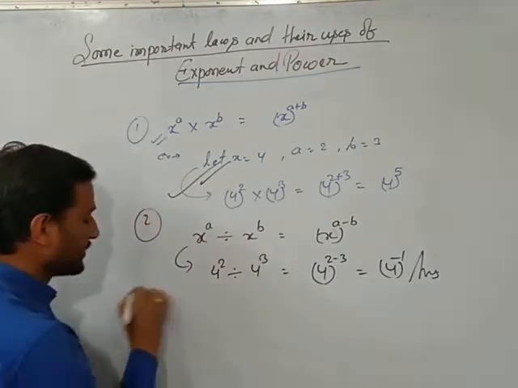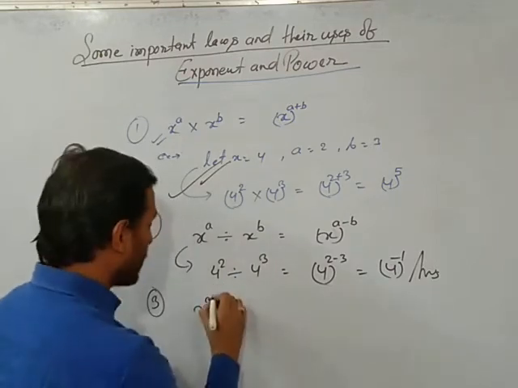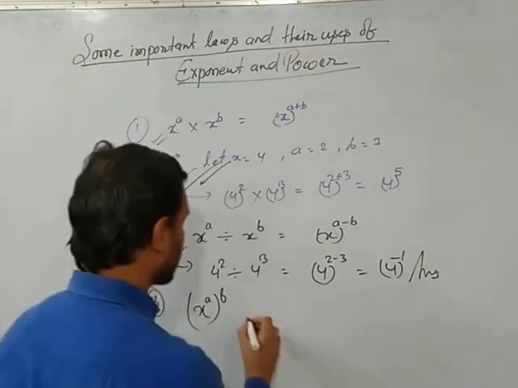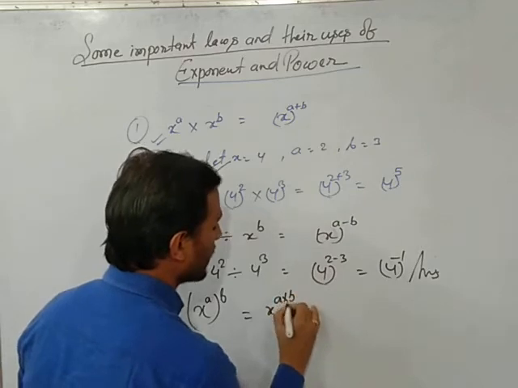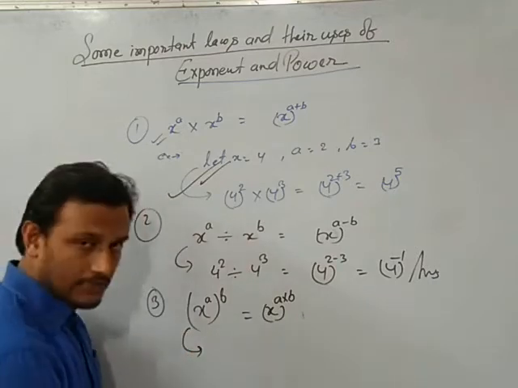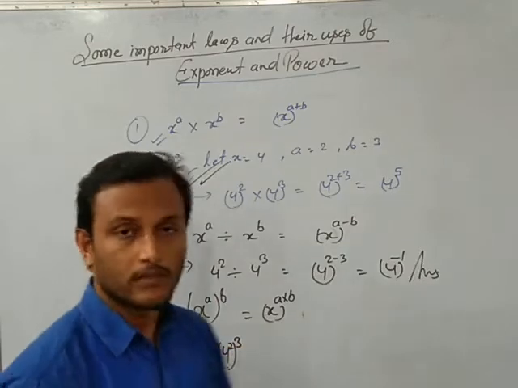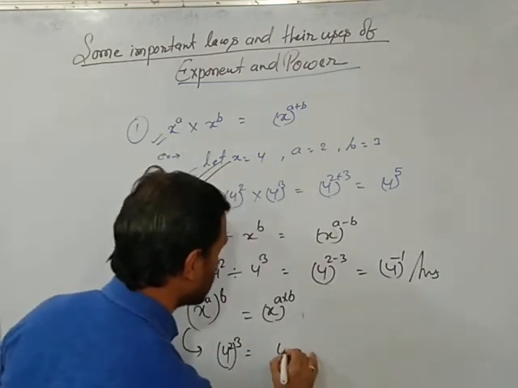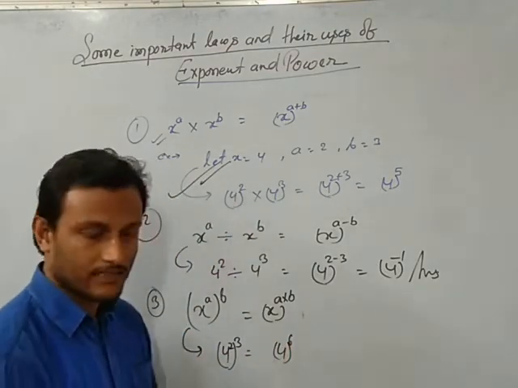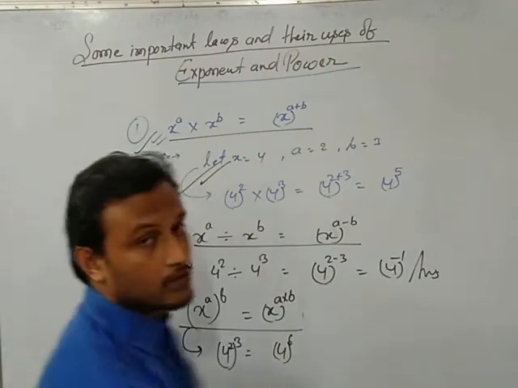Rule number 3 is, if x is an integer which has an exponent a and which also has an exponent b, then the answer is x to the power a multiplied by b. And the application of this rule is, if x is equal to 4, a is equal to 2, b is equal to 3, then the answer is 4 to the power 6. It means 2 multiplied by 3, which comes 6. This is the first rule, this is the second rule champions, and this is the third rule.